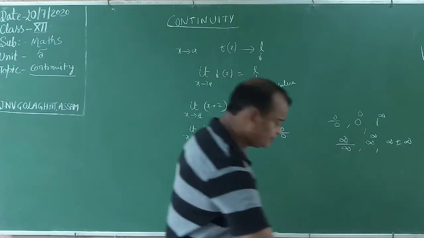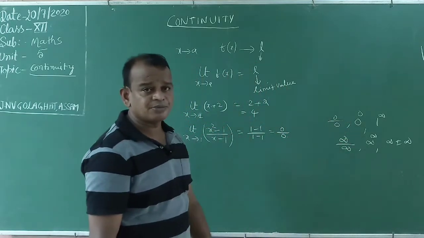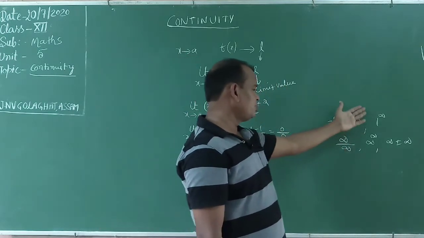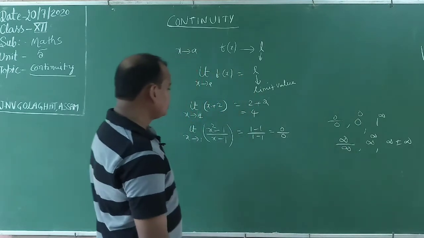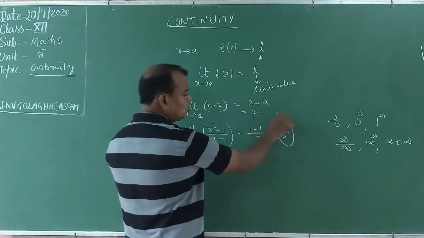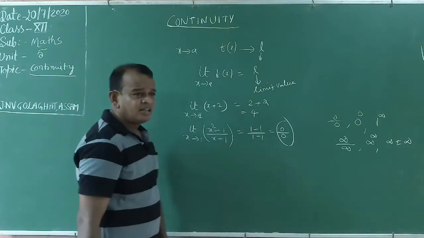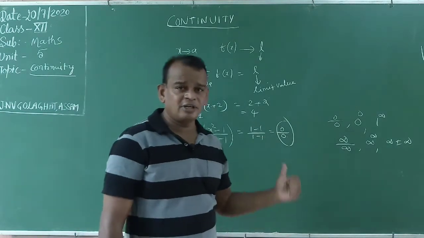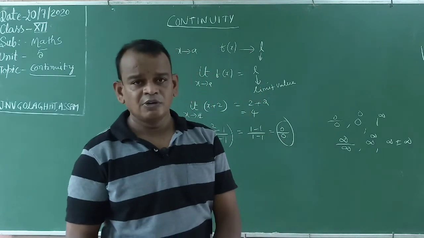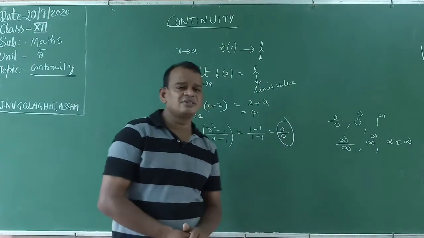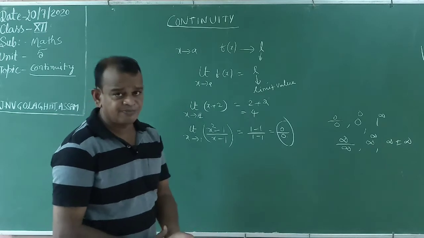That's why these are called indeterminate forms. What are the indeterminate forms? 0 by 0, 0 power 0, 1 power infinity. Now 0 by 0, is it a value? No. It means this is not the answer for that question. We will do another method, such as factorization or whatever it may be.